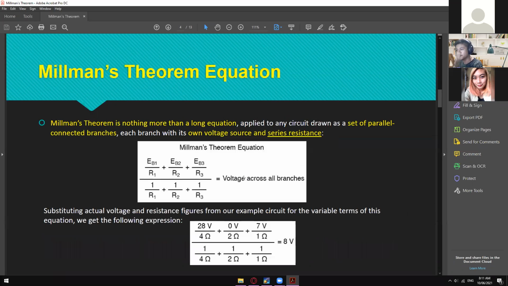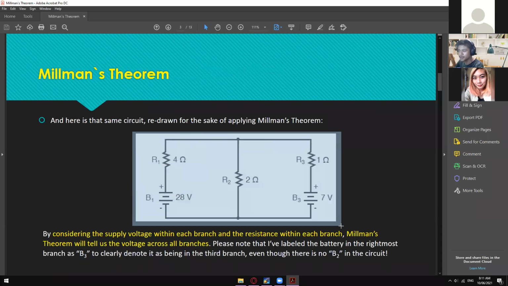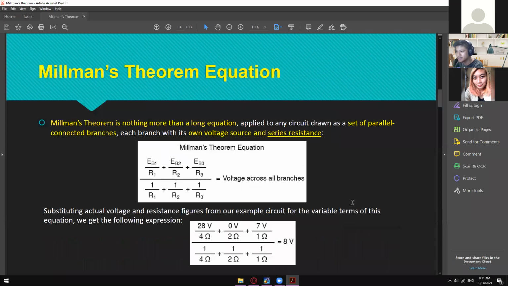All right. So if you already have formed your configuration into something like this, then you can now simply apply this formula right here. Very simple, very basic. This is the only formula that you need. With this, you will be able to solve the voltage across all branches. So of course, we have the first branch, second branch, third branch, and then there is 1 over the resistance of that branch, and then 1 over the resistance of that branch, then 1 over the resistance of that branch.